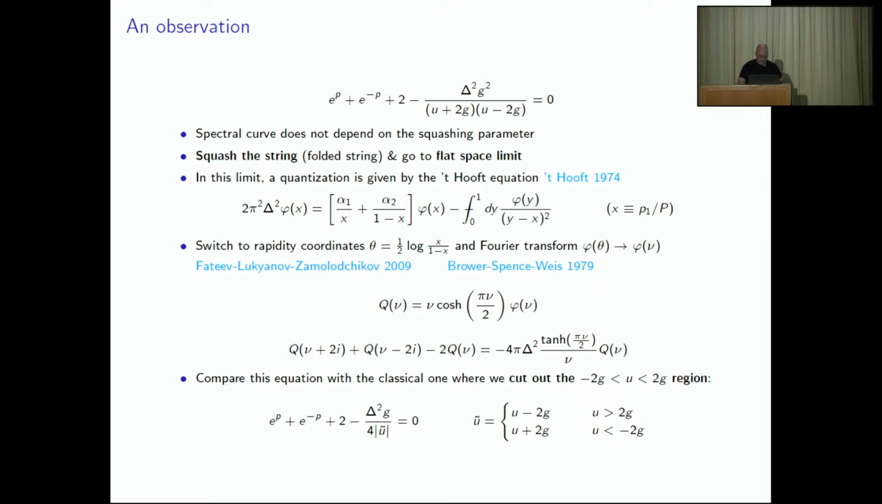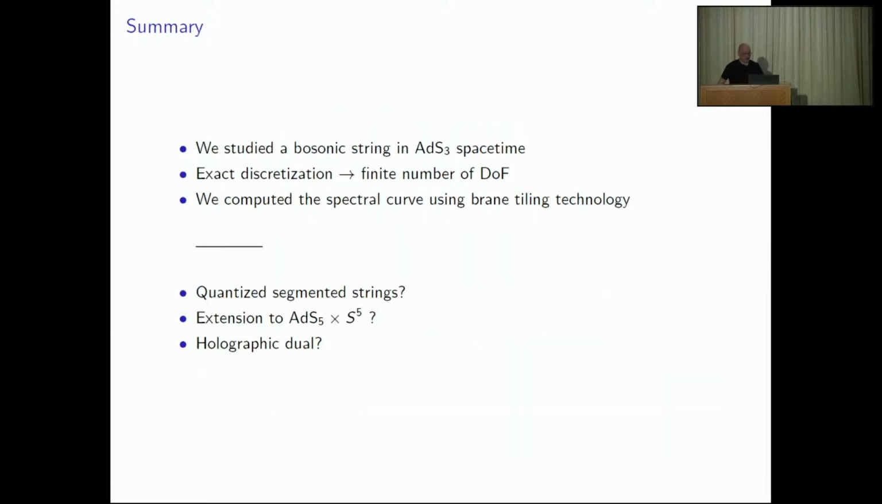Okay, I think my time is up, so I'm just going to leave you with this summary slide. So we studied a bosonic string in AdS3, and using exact discretization, we reduced it to a model with a finite number of degrees of freedom. And we computed the spectral curve using Bäcklund transformation technology and some other brute force way as well. And there are some questions, how to quantize these objects. Well, in the flat space limit, this is what you should get from the previous slide. This would be super useful if you were to really study quantum gravity.